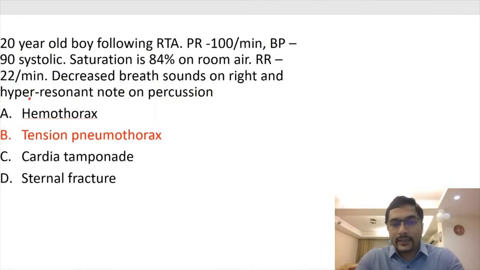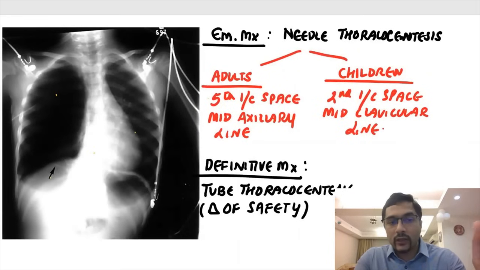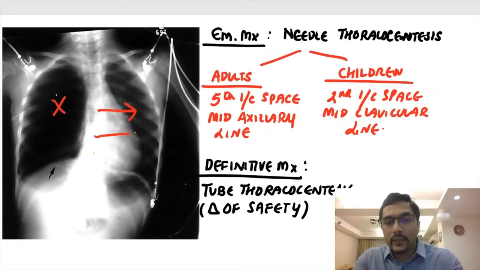You can see in this X-ray, you can see tension pneumothorax. This is the site where pneumothorax is there. And there is a mediastinal shift to the other side. So you will get a hyper-resonant percussion note here. The emergency management is needle thoracocentesis, asked many times. In adults, it is done in the fifth intercostal space in the mid-axillary line.